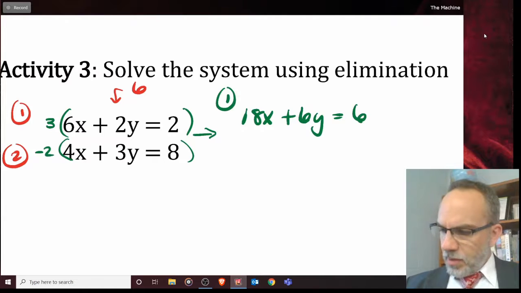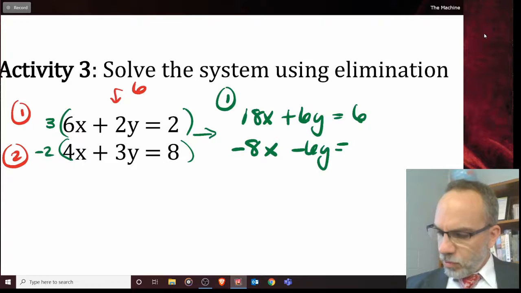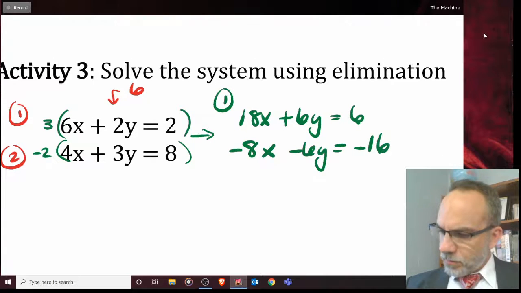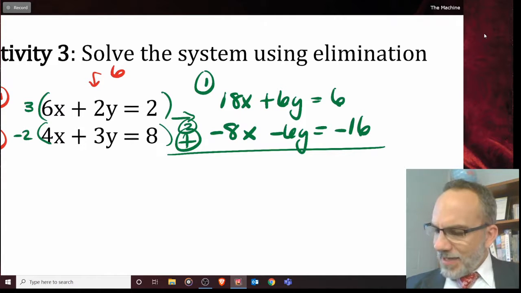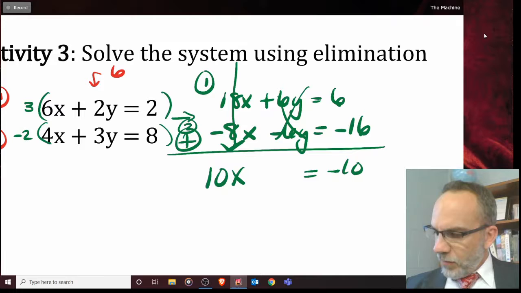That's equation number 1. Now equation number 2 becomes negative 8x minus 6y is equal to negative 16. Okay, now it should be set up to add. So 18x minus 8x, the first column, that's going to be 10x. The y's cancel. Positive 6 minus 6, that's 0. Equals, oh look at this, negative 10. So if I divide both sides by 10, I get x is equal to negative 1.